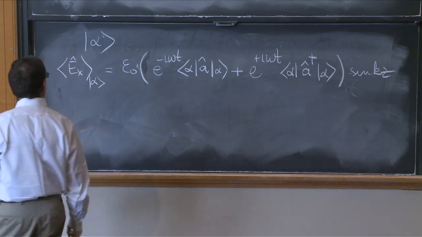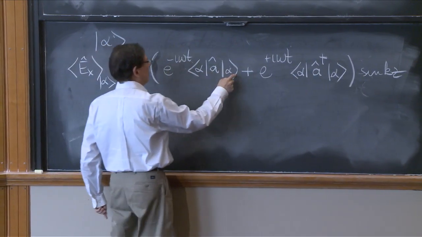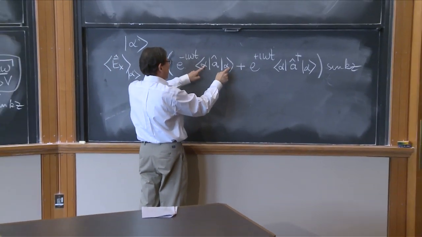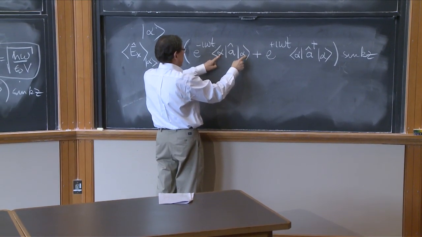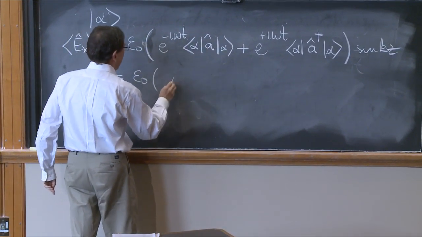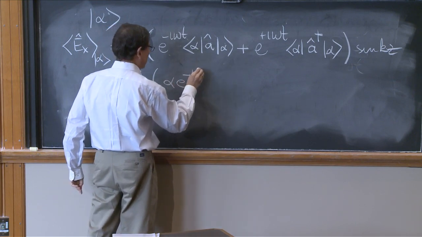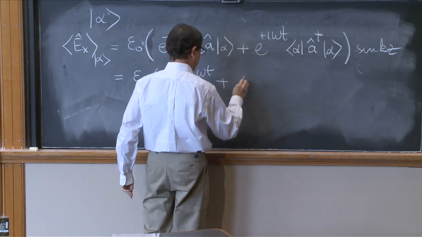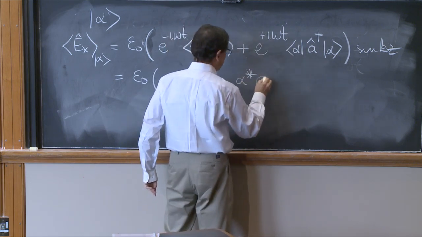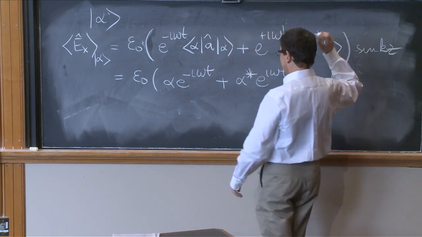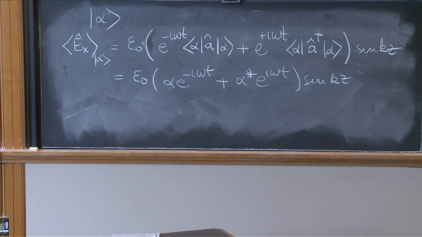Well, we're in better shape now. a on alpha is the number alpha, as we reviewed at the beginning, and then alpha with alpha is 1. Remember, it's a unitary transform of the vacuum. Therefore, this whole thing is alpha. So this is E naught, alpha being a number, e to the minus i omega t, plus here is alpha star, e to the i omega t, times sine of kz. And now we're very happy.